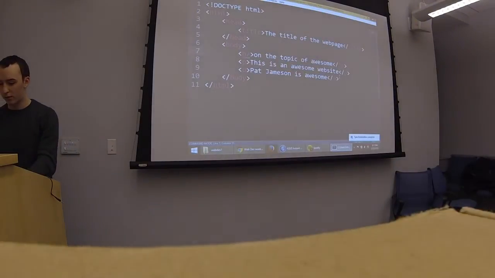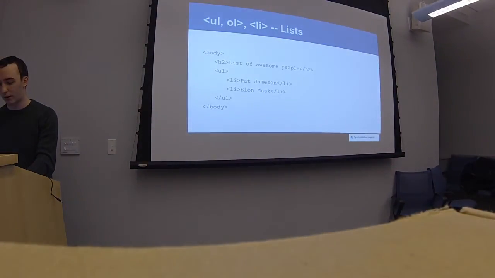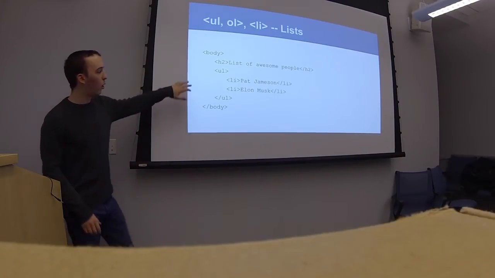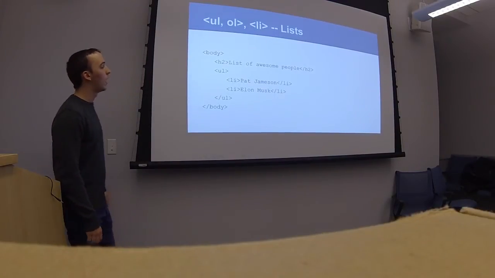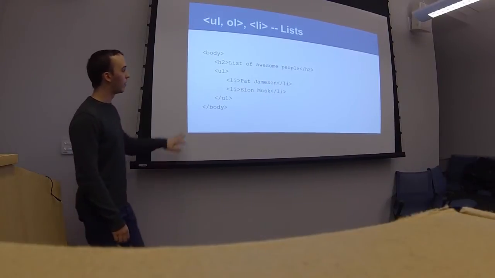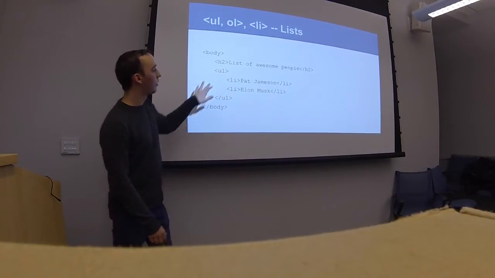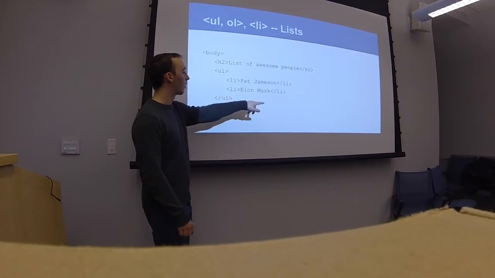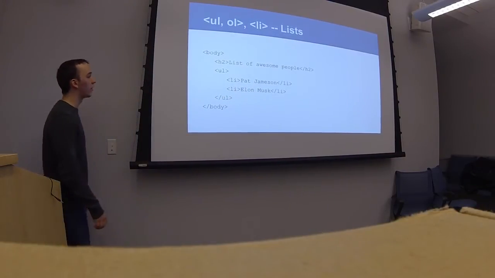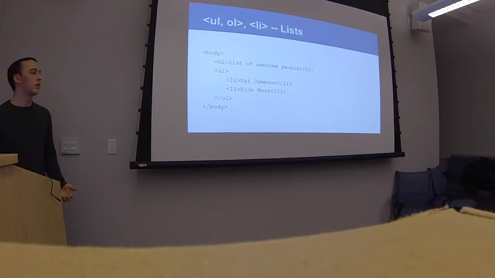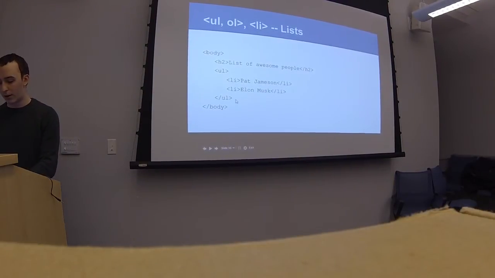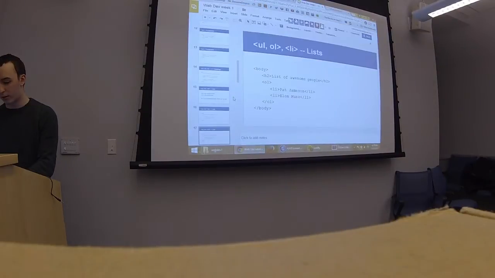Let's just make something. Actually, I have this. So if we do this, we do UL, open, close, always close. And then we say list of awesome people with the H2 tag. LI, close LI, LI, close LI. This will create a bulleted list of these two names. So I'll do that right now. I'll copy and paste this.